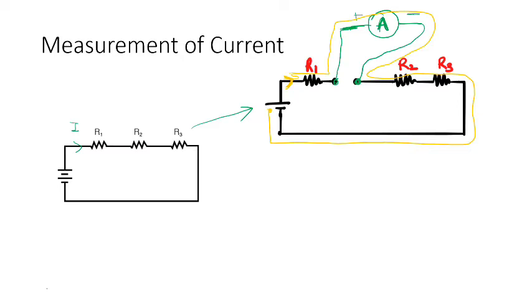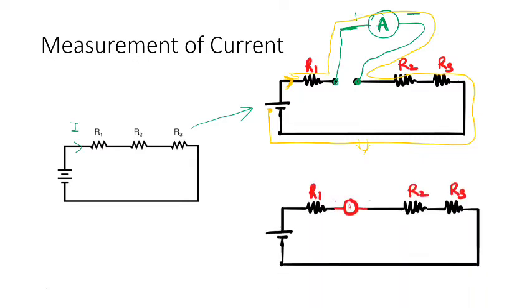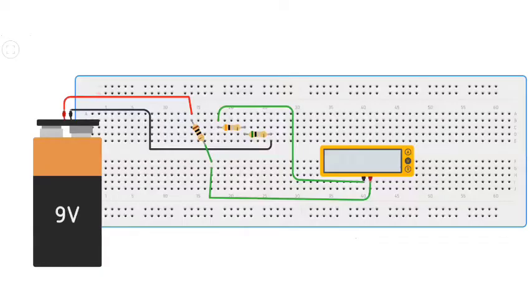Okay, so this is what the actual connection diagram for measurement of current looks like. If I draw it more neatly, it would look somewhat like this. Meaning that the ammeter is now in series with the resistances. All right, so let us see how this circuit looks on the breadboard.